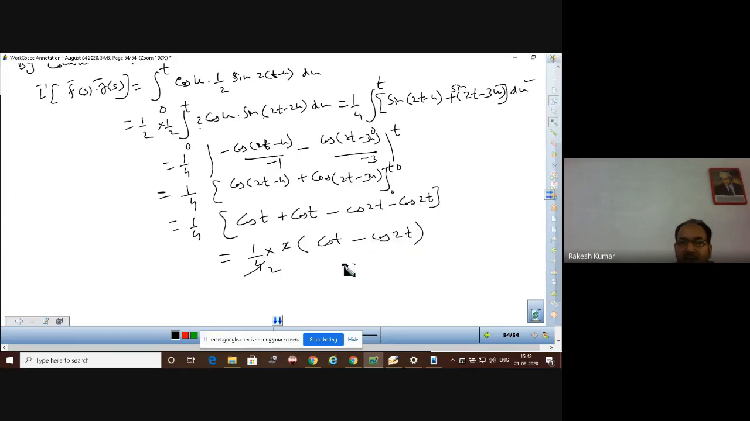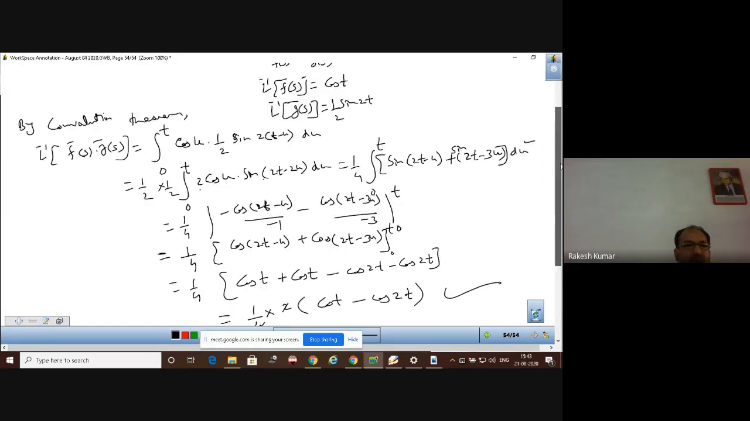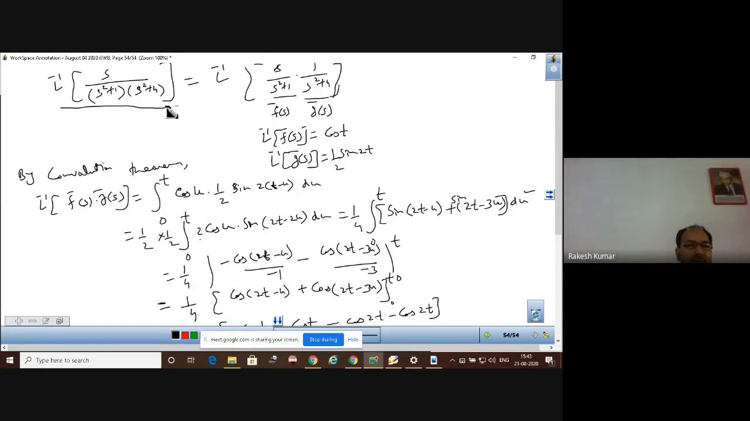Now these 2 will be cancelled. So this is the Laplace inverse transformation of the given expression. And your given expression was the Laplace inverse of s over (s square plus 1) into (s square plus 4).